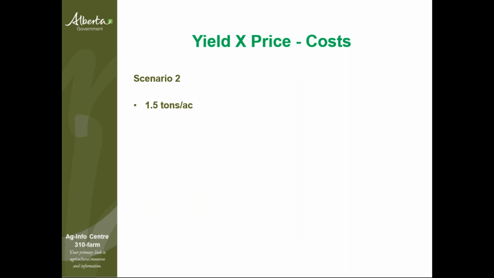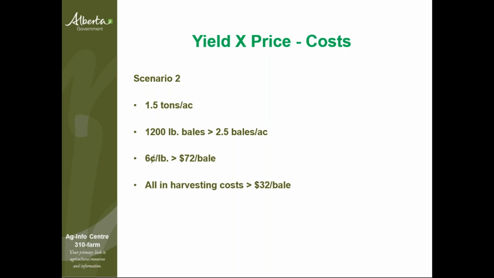Scenario 2 is reduced production, 1.5 tons to the acre, which results in about 2.5 bales to the acre. Again, it's 6 cents a pound, so it's still worth $72 a bale. The harvesting costs have increased because, as I said earlier, you're spending more time going around the field with your hay bine, and so that increases the cost. That leaves a standing hay price of about $40 a bale, and that share gets closer to an even split.